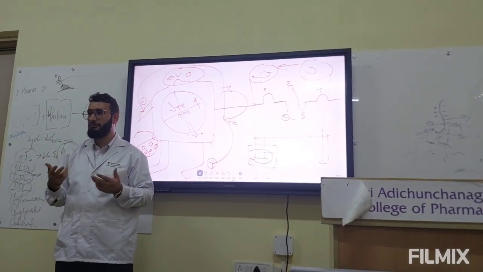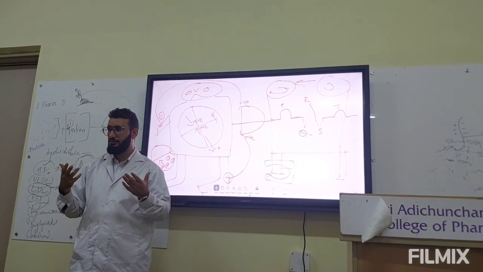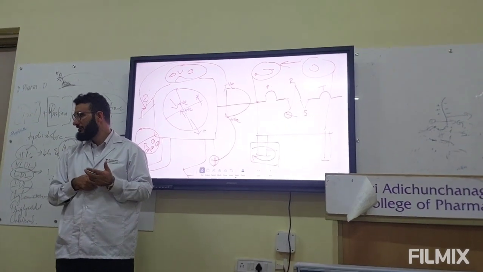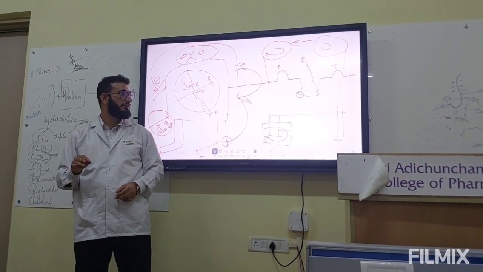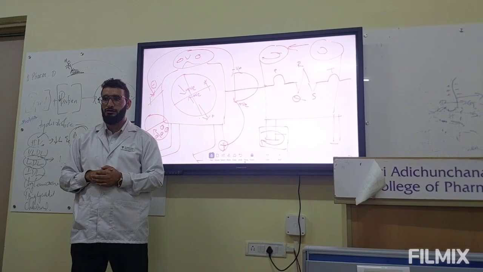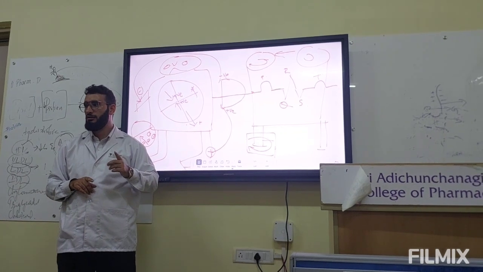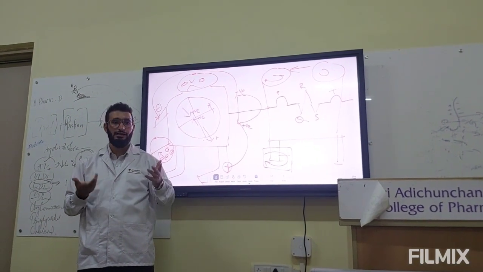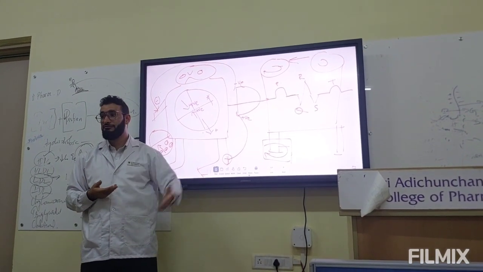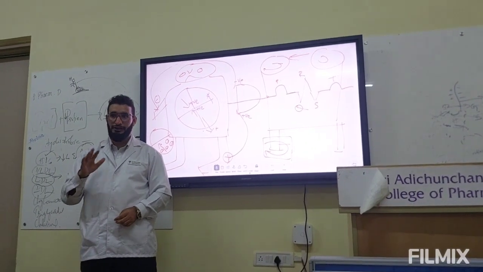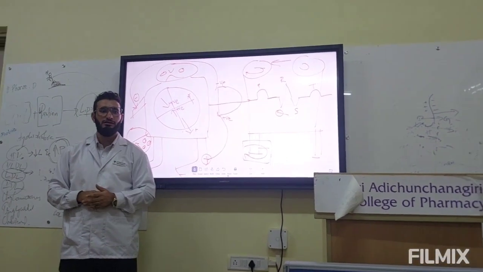Tell quickly, loudly, tell everyone: what does each wave represent? P wave represents atrial depolarization. Q wave is septal depolarization. R wave is major ventricular depolarization. Then S wave is basal ventricular depolarization. Then T wave.